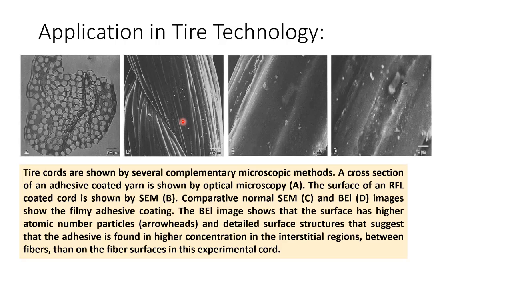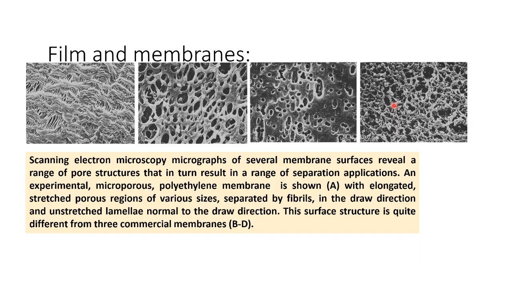Then comparative normal SEM and backscattered SEM. So you can see the difference in the resolution, right? The normal SEM is giving higher resolution as compared to the backscattered one. The backscattered image shows the surface has higher atomic number particles. That means, as you can see from the arrowheads, those are giving better contrast and detailed surface structure that suggests that the adhesive is found in higher concentration in the interstitial regions between the fibers. So this is one of the analyses.